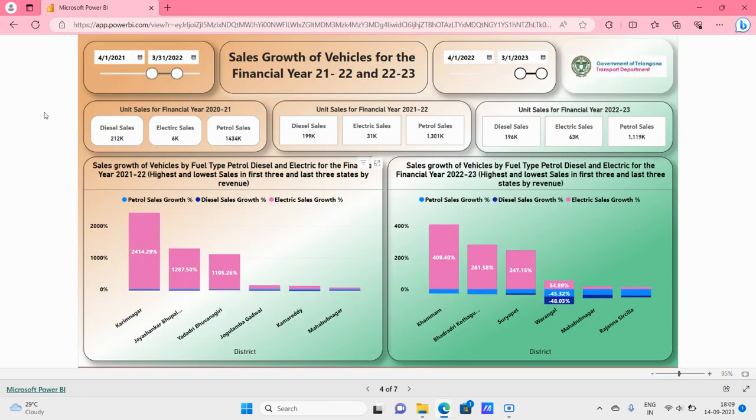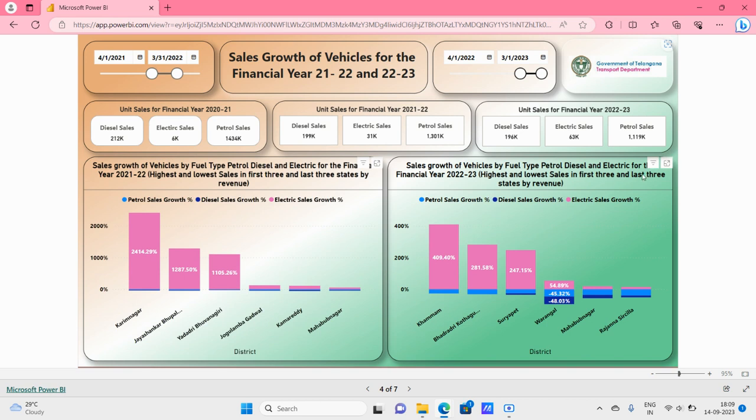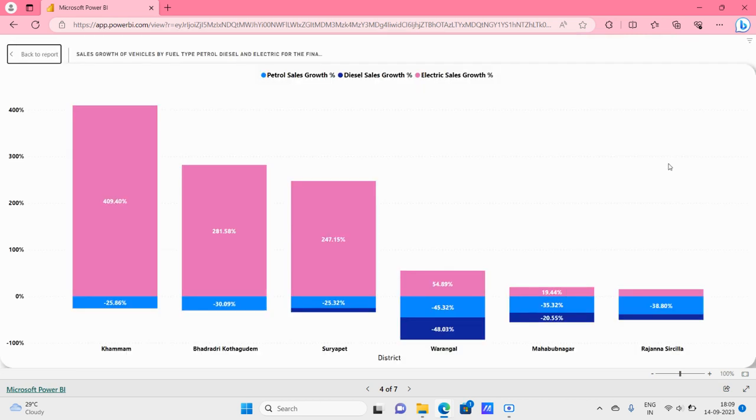Now we will go back to the report and put this on focus mode. Here we have put financial year 21-22 on focus mode. Now we will put financial year 22-23 on focus mode. On this, we can see that in 22-23 electric vehicles are growing more than 200% for the first three districts and more than 10% in the case of the last three districts in terms of revenue. Here we can see it is growing more than 10%. Here we can see it is 14%.